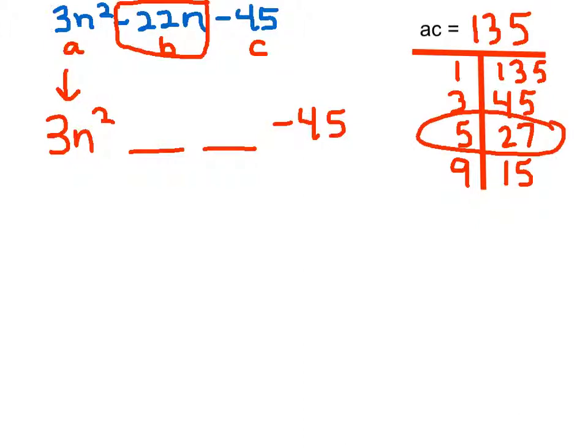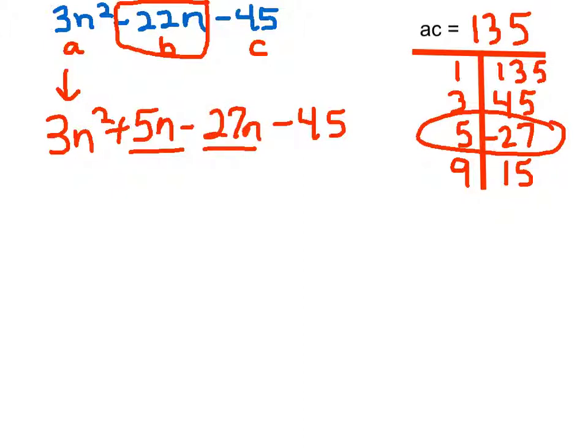And then I'm going to think, what do I need to do to that 5 or 27 to make it a negative 22? Okay, so if I put a minus by the 5, that's going to be a positive 22. So I know that that negative sign has to go with that 27. All right, so I take those two numbers and bring them over here. I'm going to put a plus 5n because the 5 is positive. I'm going to put a minus 27n because that's the negative.